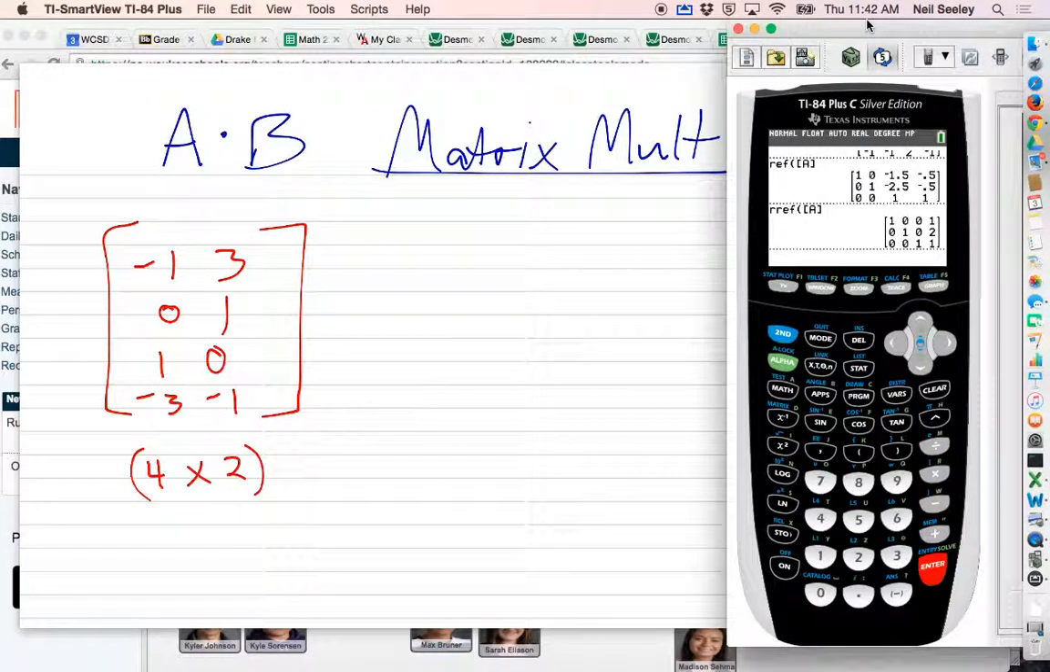times B. So this will be our A matrix, and here's B on the side. B is going to be 5, negative 6, 2, 3. And multiply them together. That's a 2 by 2.